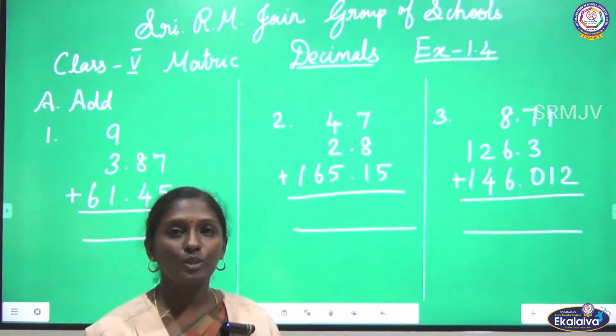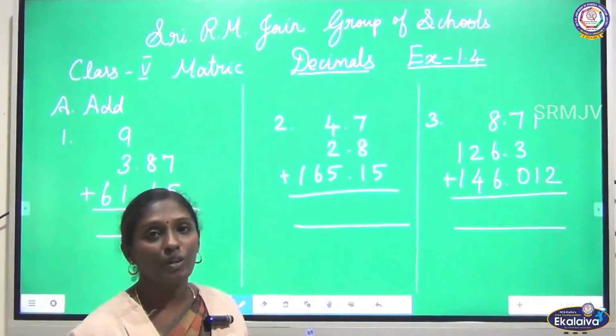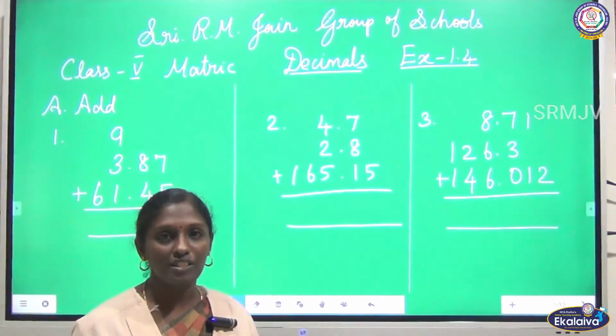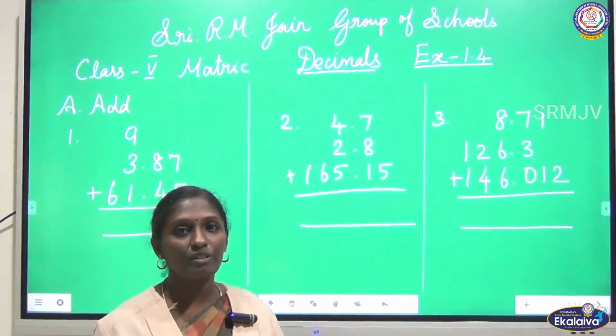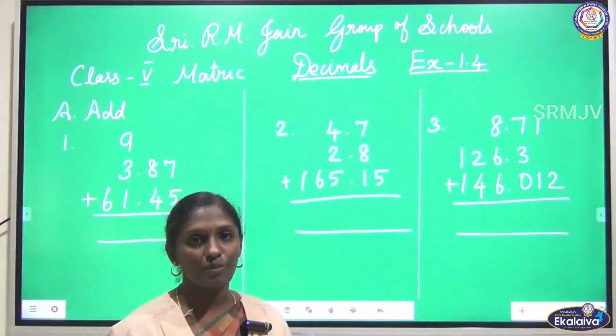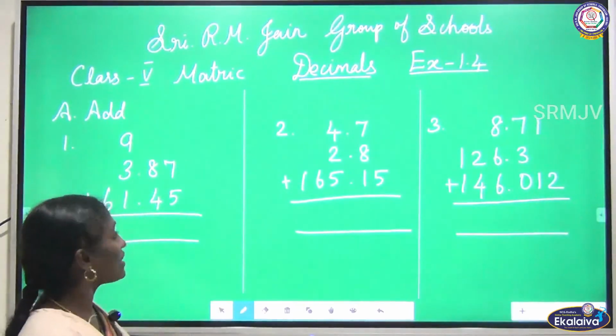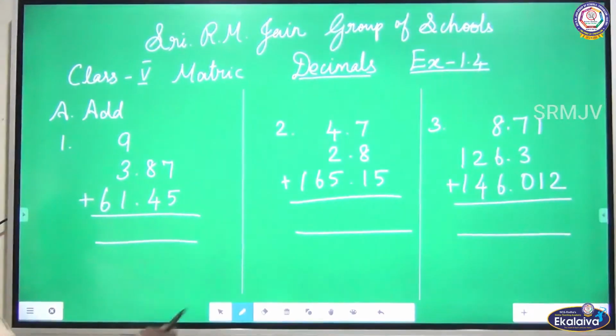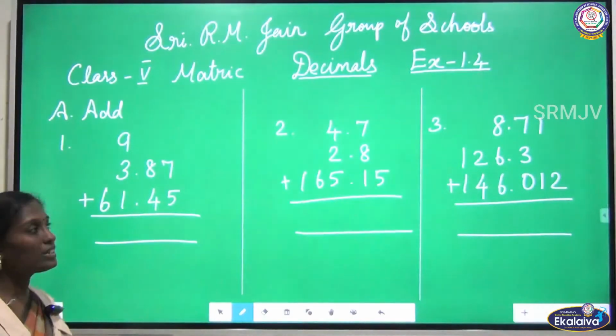Today we are going to do the problems in exercise 1.4 from the chapter decimals. In this exercise you are going to learn to add the decimal numbers and subtract the decimal numbers. Let us start with addition. Here already the numbers are arranged, we are just going to do the addition.